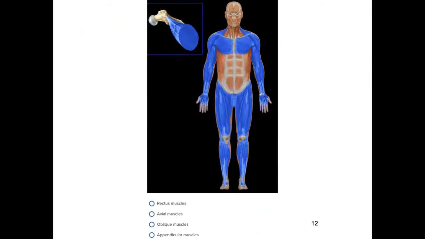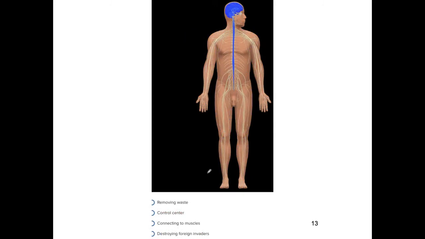So now we're looking at the muscular system and what are the highlighted structures. Are the highlighted structures the rectus abdominis? Rectus abdominis muscles, those are here, so can't be that. Axial muscles, well, axial muscles are going to be on here, so it's not that. Obliques are here, the abdominal obliques. Oblique means diagonal. So the highlighted structure is the appendicular muscles.